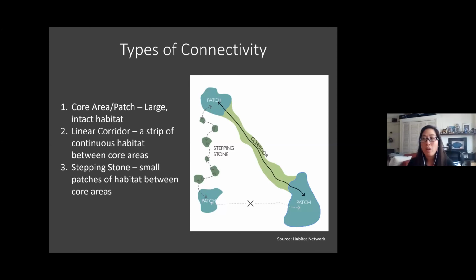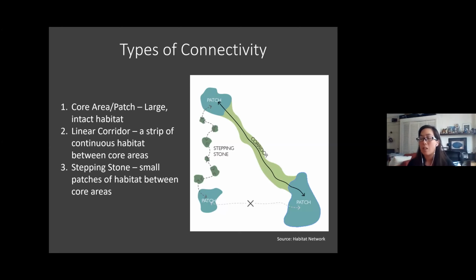And so here, just to try to simplify it a little bit, there are lots of different types of connectivity. Here are three general types that I'm going to talk about. One is core area, or core, or patch, and that's a large intact area of habitat where animals and plants can move freely. Those are just large contiguous areas of habitat.